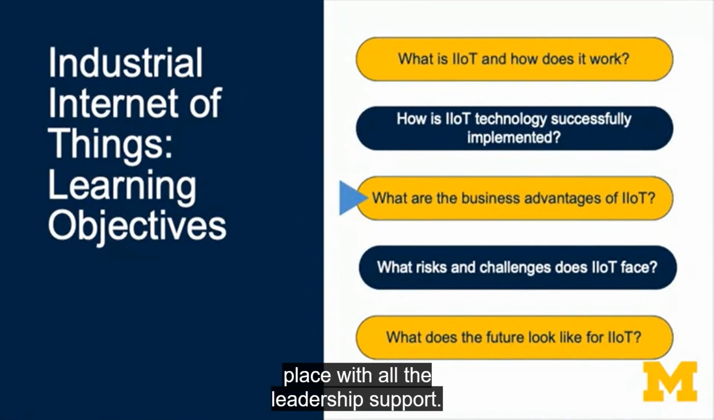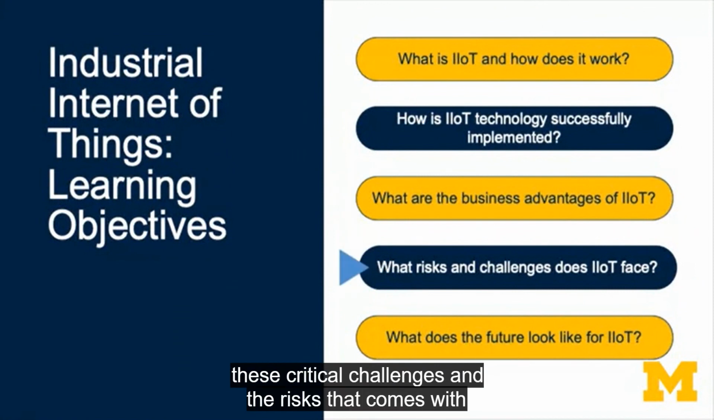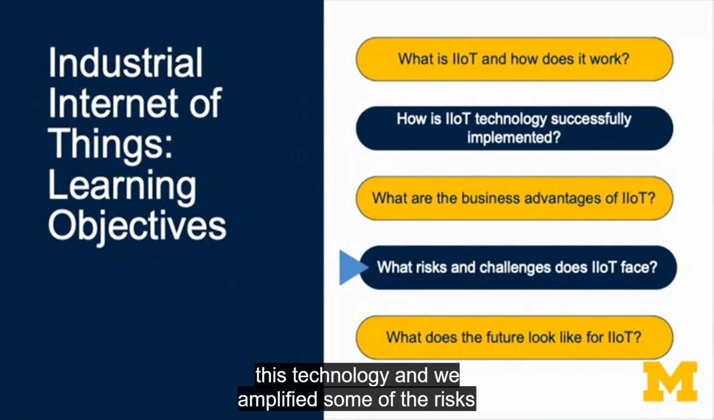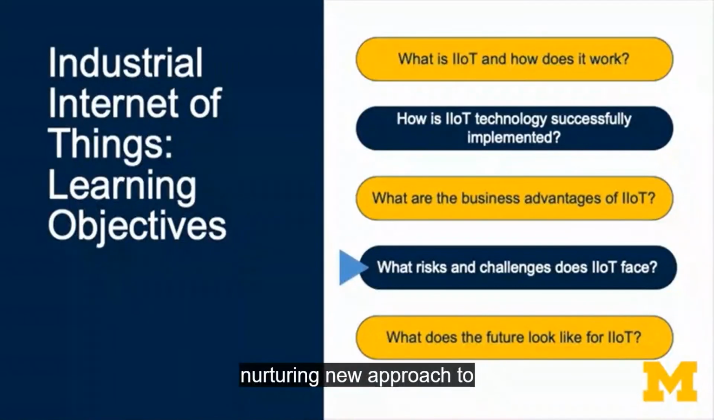And we then moved on to discuss the critical challenges and the risks that come with this technology. We amplified some of the risks like cybersecurity and the risk coming from cost, 2 sides of it, and also risk from the talent, both challenges and risk, because this requires nurturing a new approach to building talent and understanding the new capabilities. We covered some of those aspects more in depth.